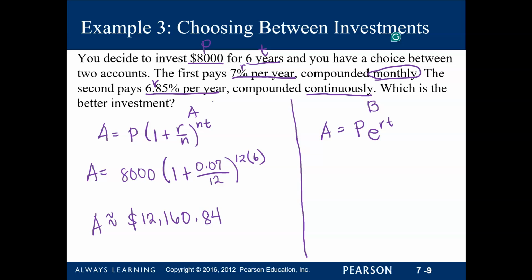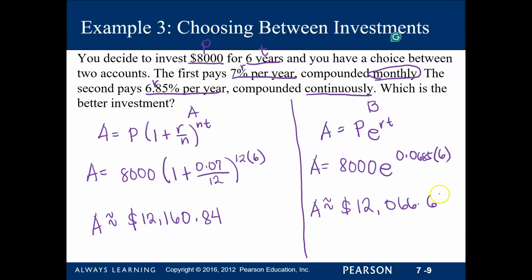Now, let's take a look at the second investment. This time, it has a smaller percent, but it is compounded continuously. So let's put that in. 8,000 is still our P. E, and then R is the rate, which is 0.0685 multiplied by the number of years, which is 6. Once you type this into your calculator, your future amount is going to be around $12,066.60. So between the two kinds of investments, which compound interest is the better option?